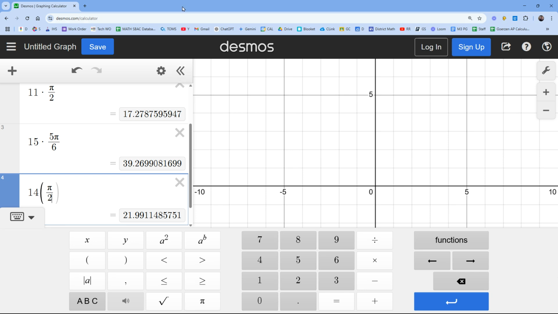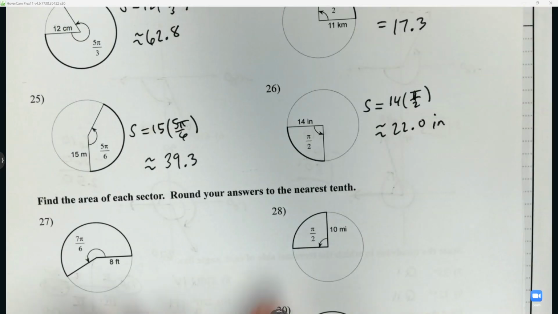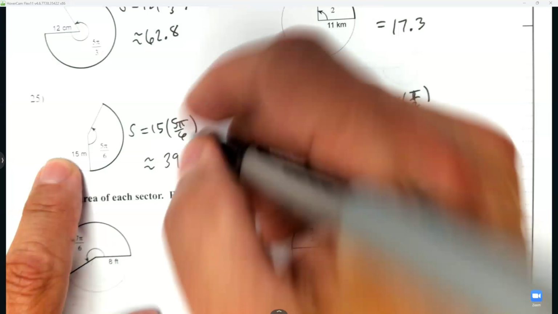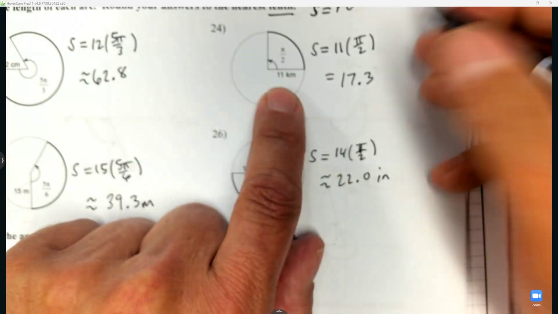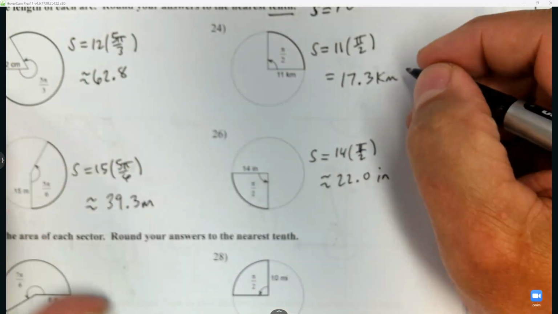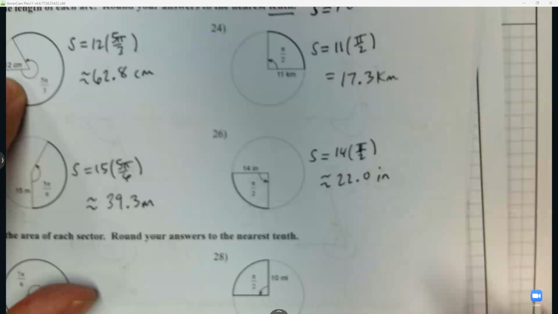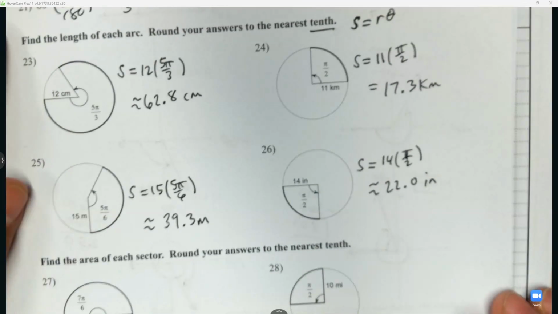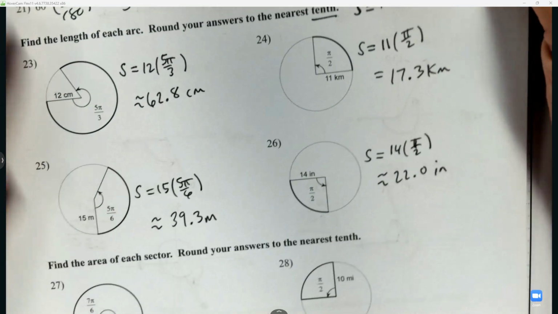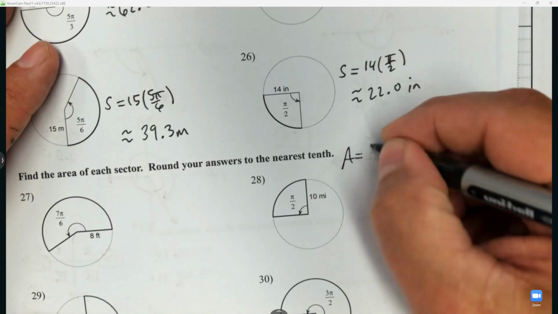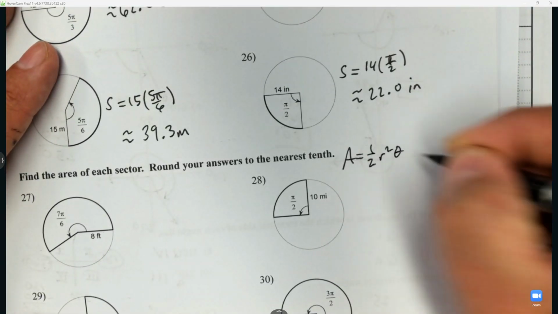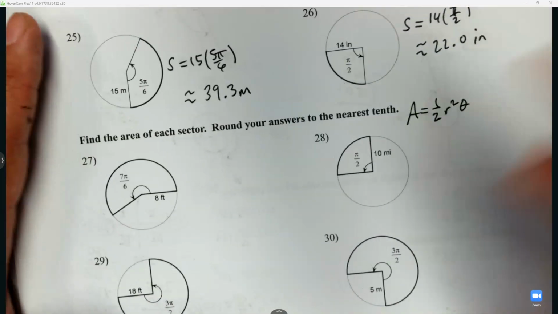And if you have units, you should use the units. So this was inches, this should be meters. Here is kilometers, and here is centimeters. So make sure you include the units if units are there. What's the formula to find the area of a sector? And that's 1/2 r squared theta, the angle.